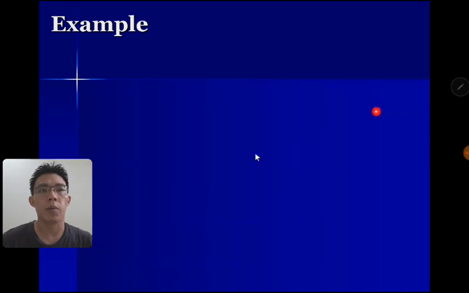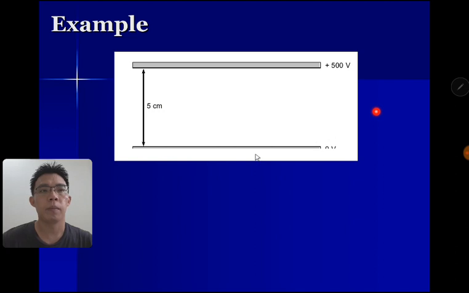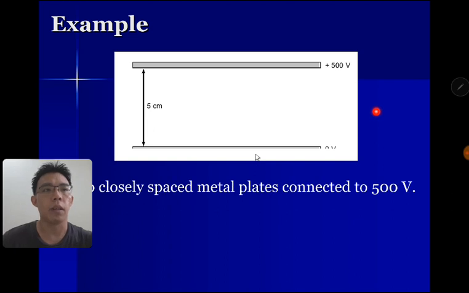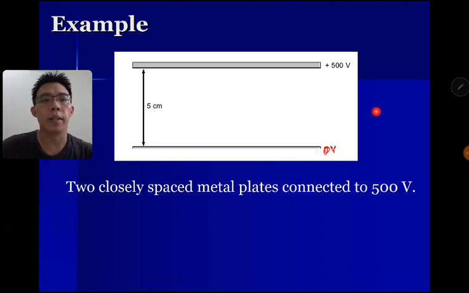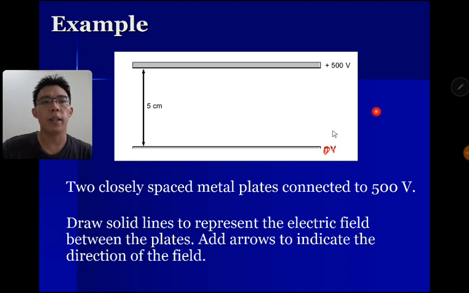Okay, so we go for one more example. We have this 5 cm gap, and here is 0 volt. Two closely spaced metal plates are connected to 500 volt. Draw solid lines to represent the electric field between the plates and add arrows to indicate the direction of the field. It will be evenly spaced lines, and this will be your assignment question. So you need to submit this.